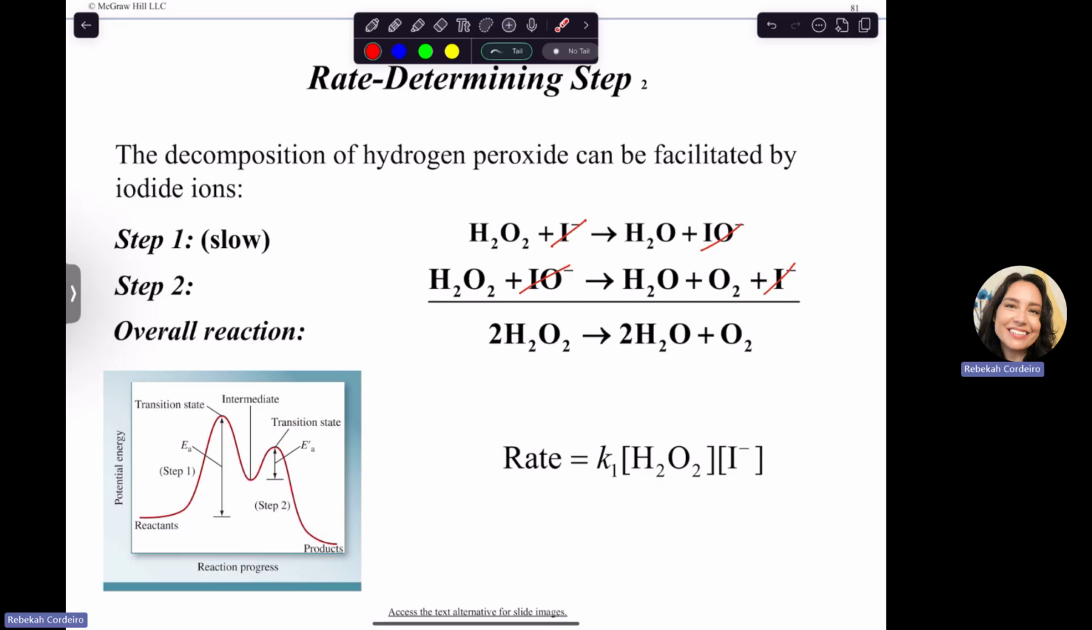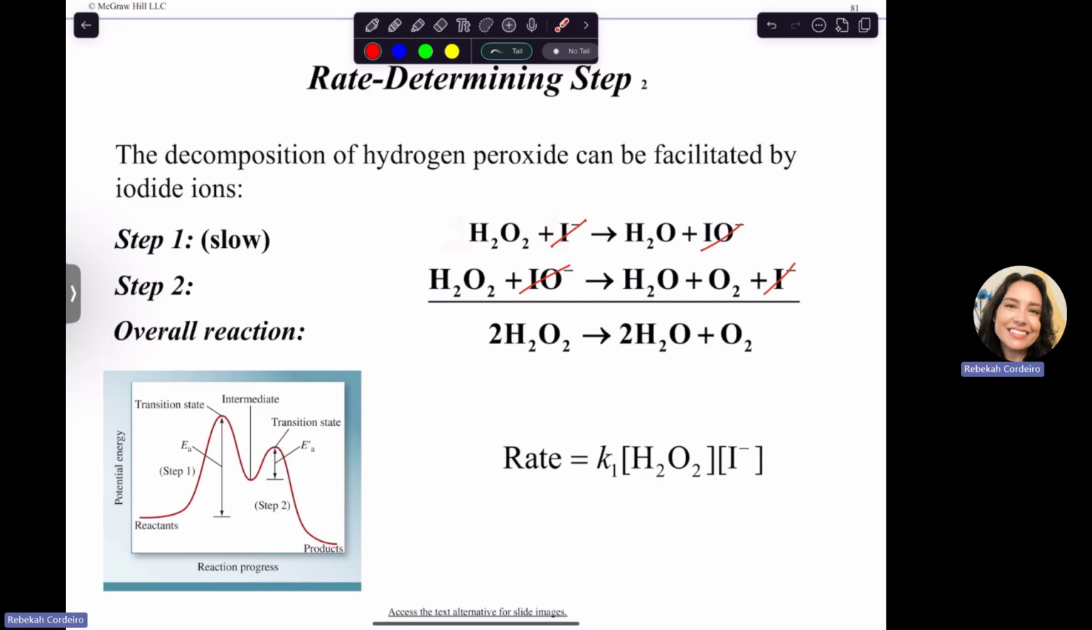Now let's check the rate. So the rate here we know is first order with respect to H2O2 and first order with respect to I minus, and that matches the slow step because they're both coefficients of 1.